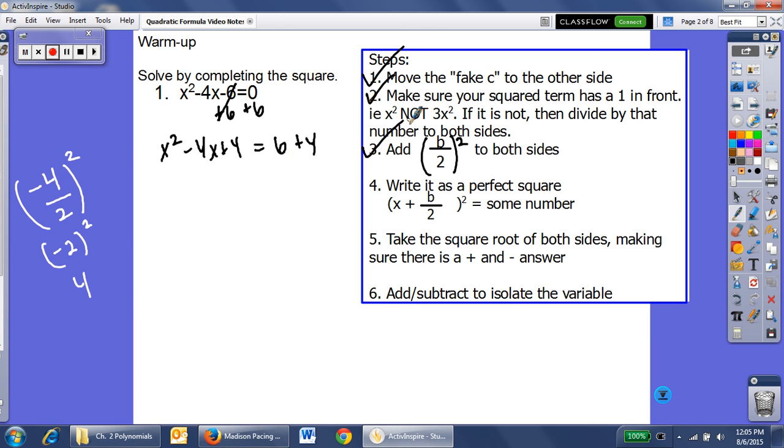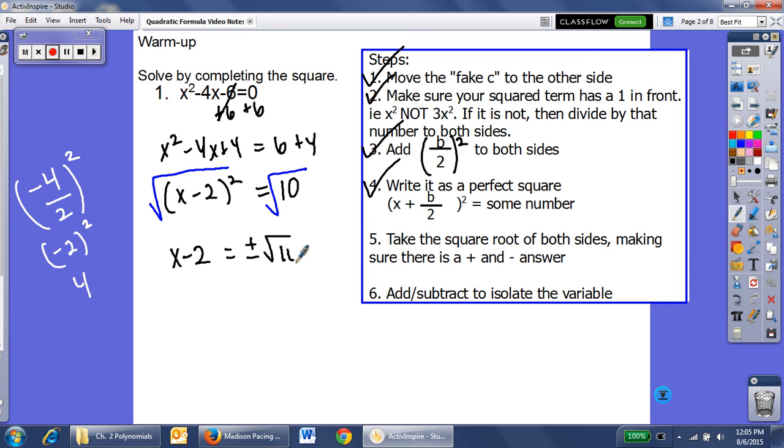Okay, we've done that. Now it says write it as a perfect square. So this becomes x minus 2 squared equals 10. That step is done. Take the square root of both sides. So I'll go ahead and take the square root of the left side and the square root of the right side. When you do this, you get x minus 2 on the left side and plus or minus the square root of 10. Step 5 is done.